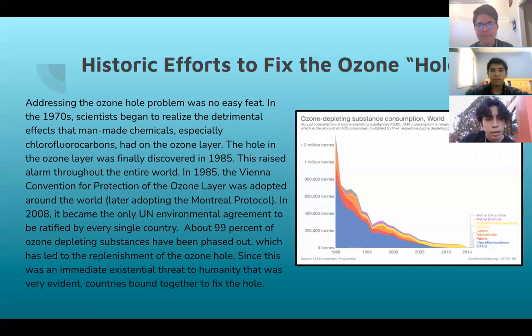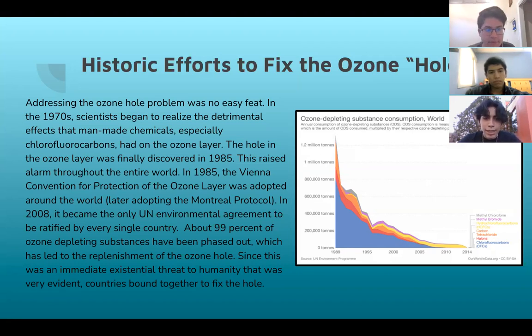Historic efforts to fix the ozone hole. Addressing the ozone hole problem was no easy feat. In the 1970s, scientists began to realize the detrimental effects that man-made chemicals, especially chlorofluorocarbons, had on the ozone layer. The hole in the ozone layer was finally discovered in 1985. This raised alarm throughout the entire world.